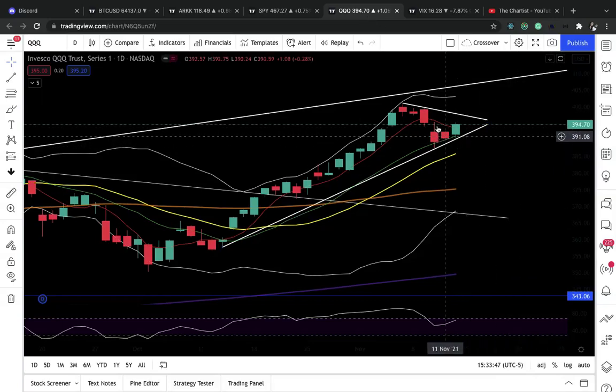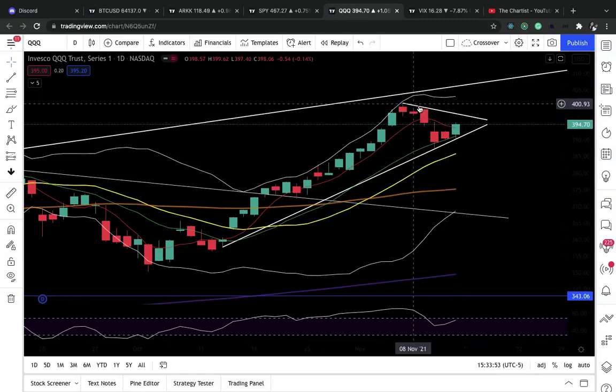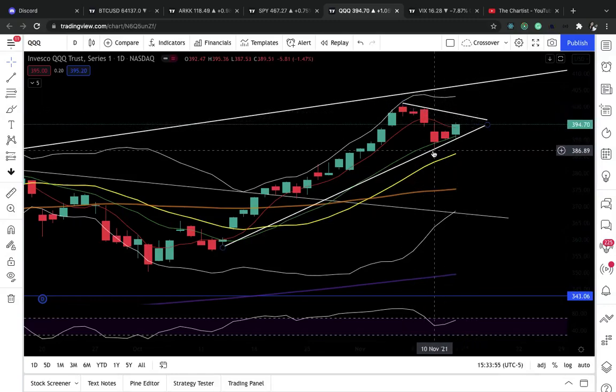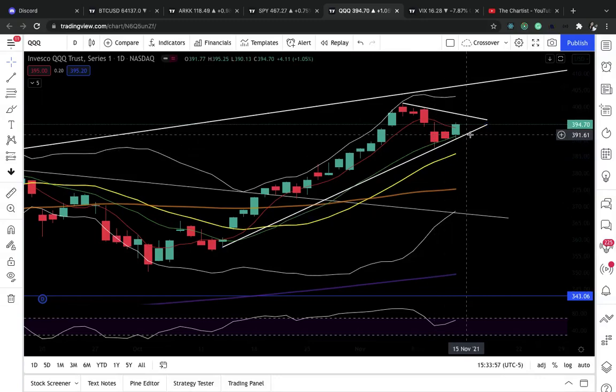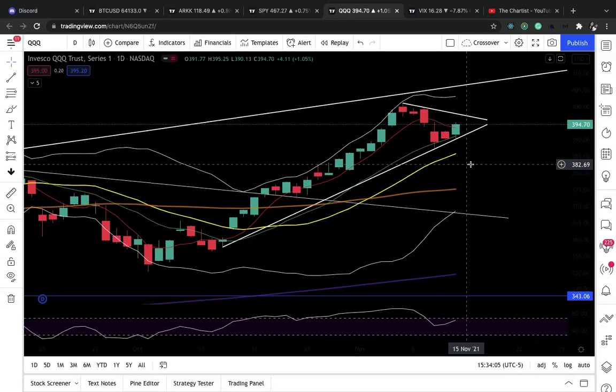QQQ's price action is very similar to SPY right now. It closed just above the 5-day moving average. It's also in the triangle pattern, as you can see. All right, so tomorrow's support level will be at 392. QQQ below 392 is very bearish. It could send it back down to the 20-day moving average, maybe a little lower to the 382 price target that I have for QQQ in a bearish scenario.